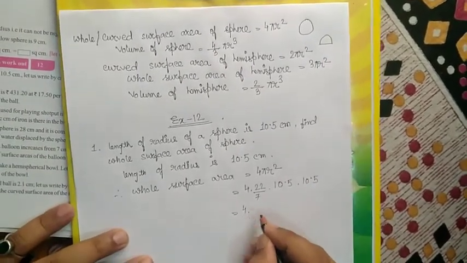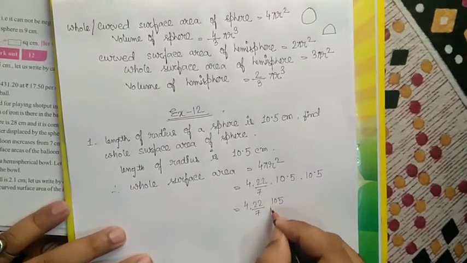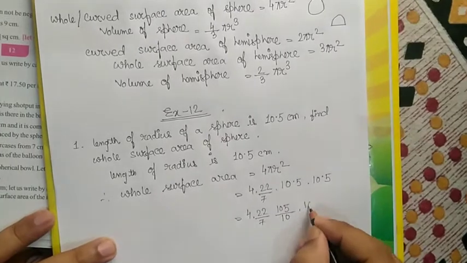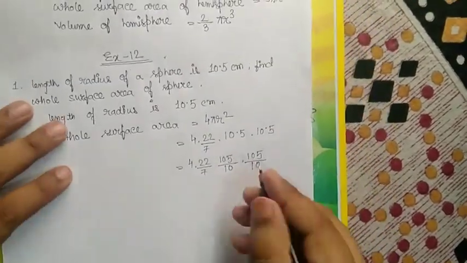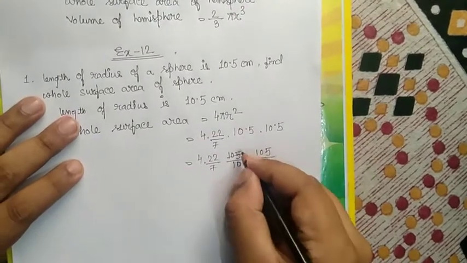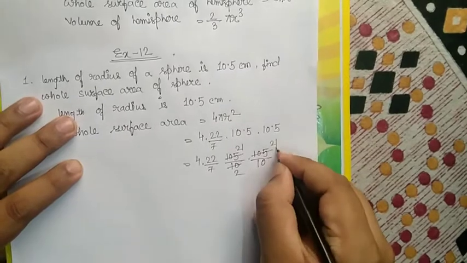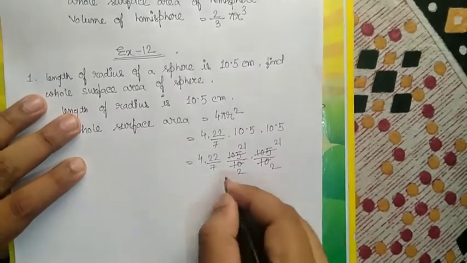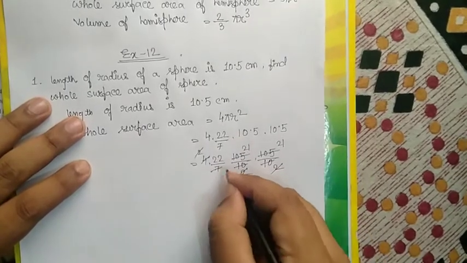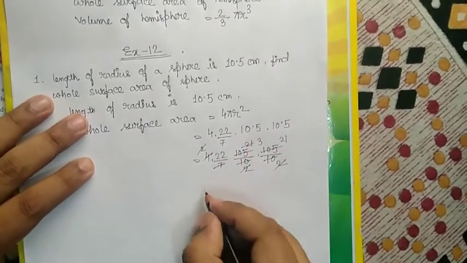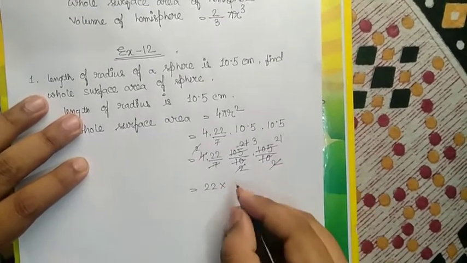Now 4 into 22 by 7, into 105 by 10 into 105 by 10. Cancelling, 21, 2, 21, 2, and 22 into the remaining.